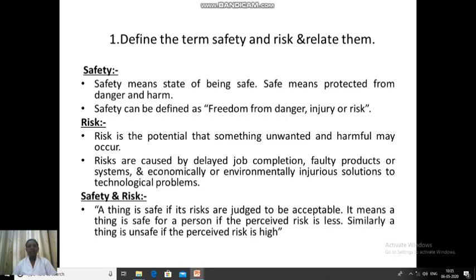And the relation between safety and risk can be stated like this. A thing is safe if its risks are judged to be acceptable. It means a thing is safe for a person if the perceived risk is less. Similarly, a thing is unsafe if the perceived risk is high.